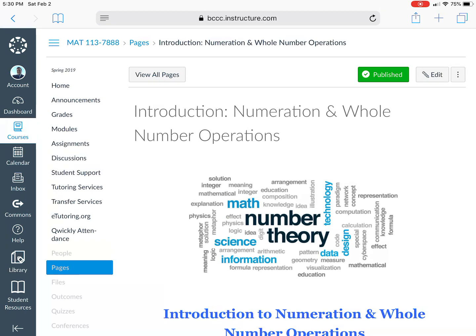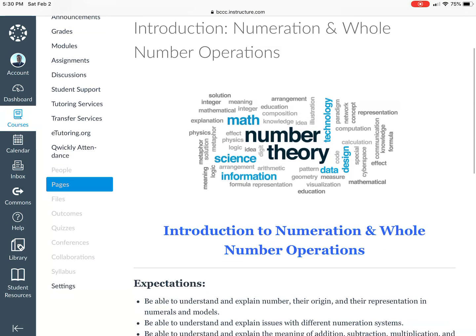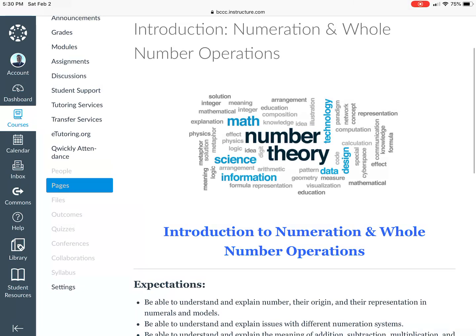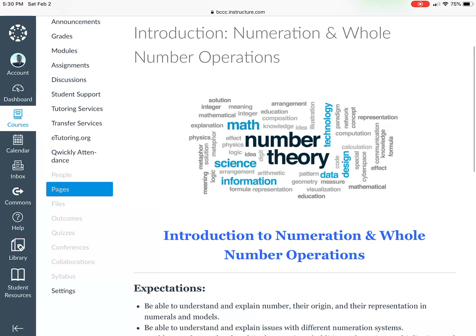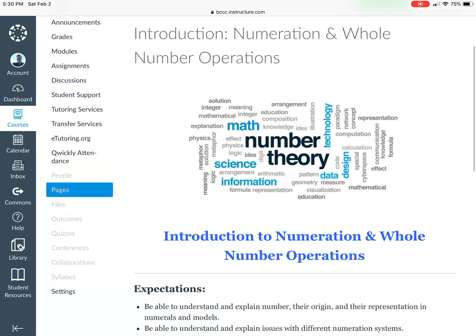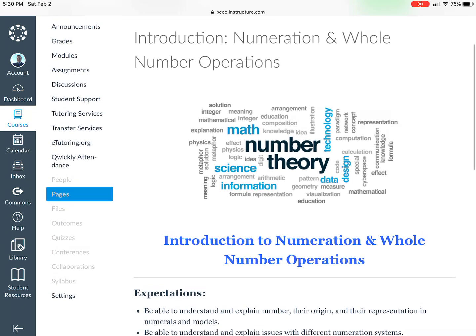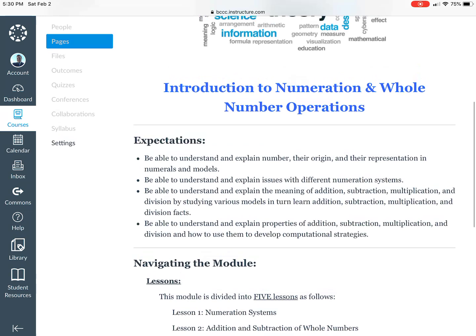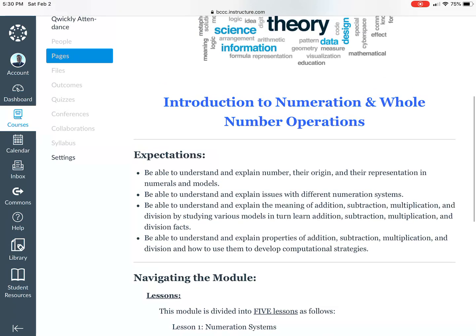So this module is about numeration and whole number operations. So you're going to be learning basically all the basic arithmetic that you're going to be teaching: addition, subtraction, multiplication, and division. A lot of this is useful because this is the bulk of what you would be teaching in the elementary school setting. I will be candid with you.